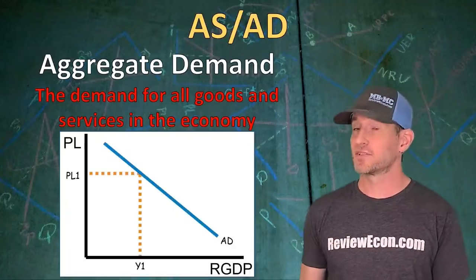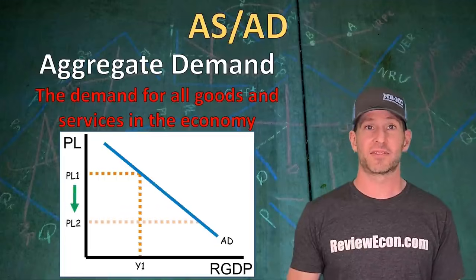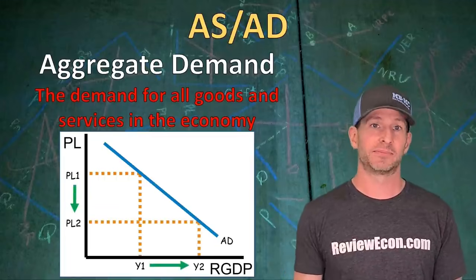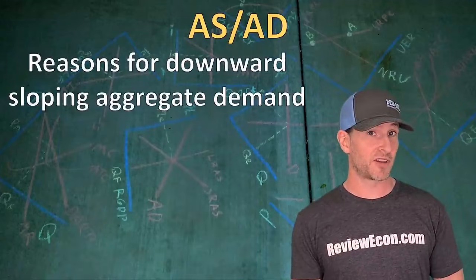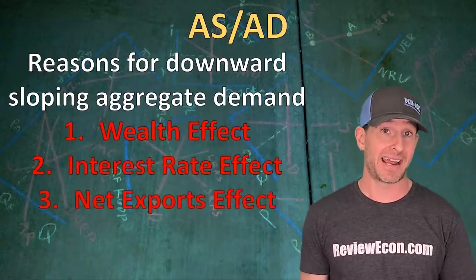At high price levels, we have low quantities of real output, and at low price levels, we have high quantities of real output. The three reasons why we have a downward sloping aggregate demand curve are the wealth effect, the interest rate effect, and the net export effect.